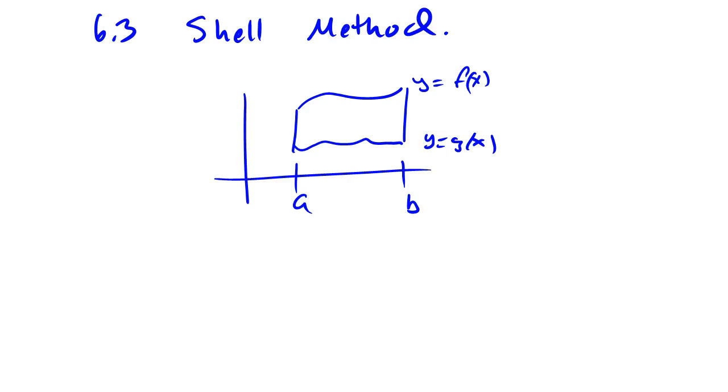Section 6.3, we're still calculating volumes. They're still volumes of revolution, but this time we have a little bit different method. This is called the shell method. Setup is very similar to before.